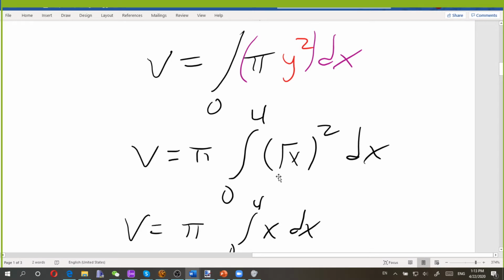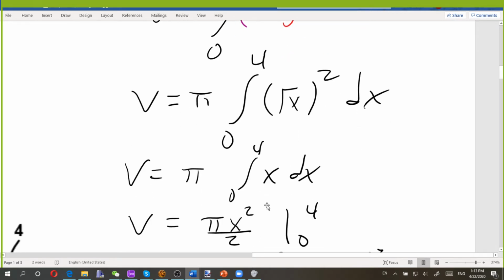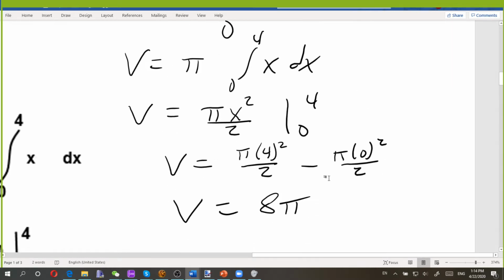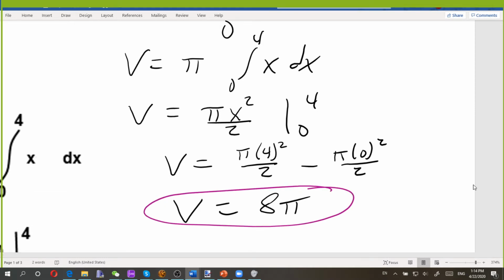My radius is square root x since that's my y value, so when I square that square root, the square root will go away. So I'm left with pi times the integral from 0 to 4 of x dx. If we integrate x, we get x squared over 2. Multiply again by the constant, gets pi x squared over 2, and then I'm going to plug in my upper bound and subtract my lower bound to get my final answer. So if I do, I end up with 8 pi.